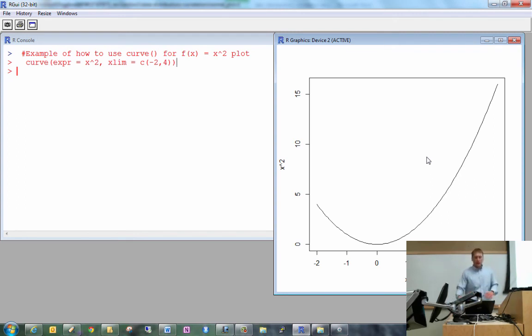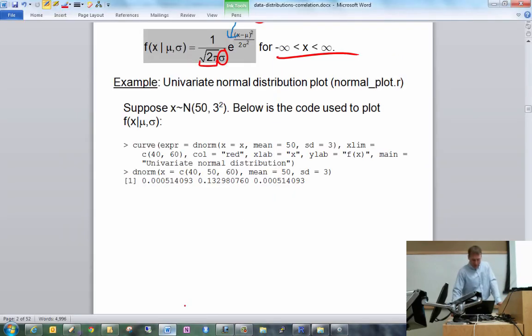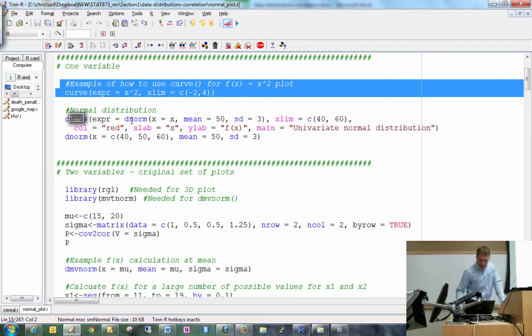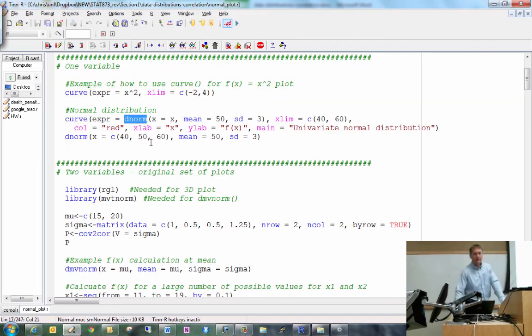Okay. Now let's do this with the univariate normal distribution. Now what I could do is simply put this equation into R syntax. I don't need to, because in R there is a nice little function called dnorm. Density normal. That's where the name comes from. And what I can do is say I want my normal density to be evaluated at x with a mean of 50 and a standard deviation of 3. I want to evaluate from 40 to 60.